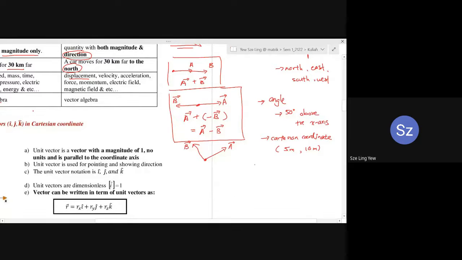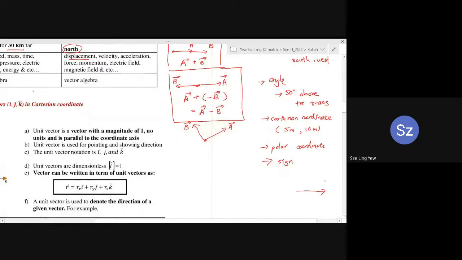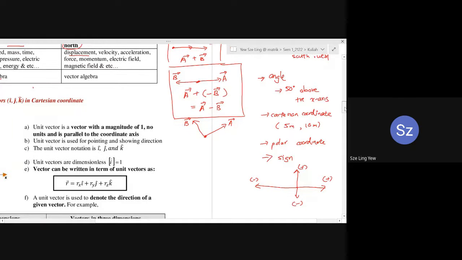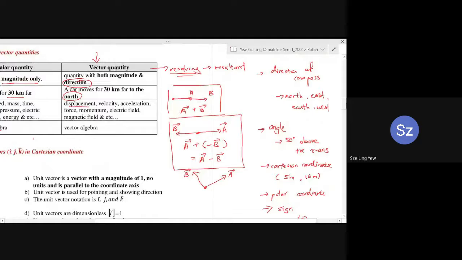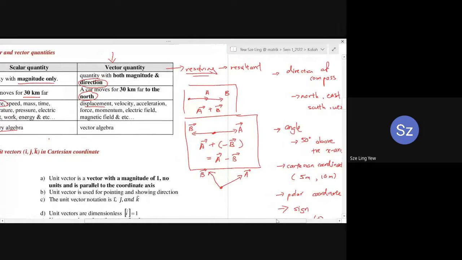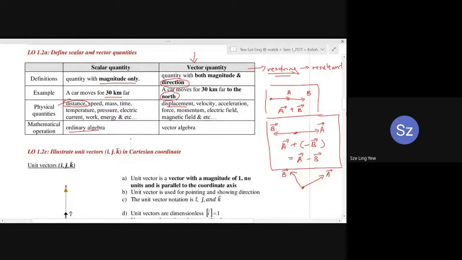Okay, and then another one we seldom use is the polar coordinates. Okay, so this one you just know the name. And then the last one that we can use is a sign. Okay, we use sign to represent it. So for example, if an object is going to the right hand side, we use positive sign. Left hand side, we use negative sign. Going up, we use positive sign. Going down, we use negative sign. So sign can be used to represent a direction as well. So there are 5 methods that can be used in our questions together with vector quantity to show its direction.